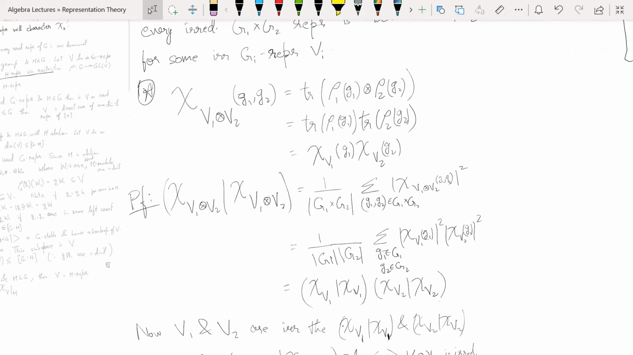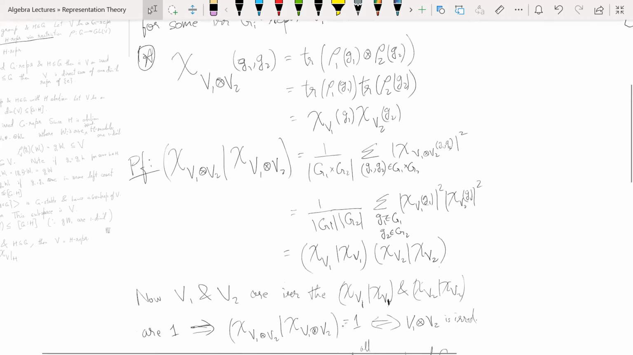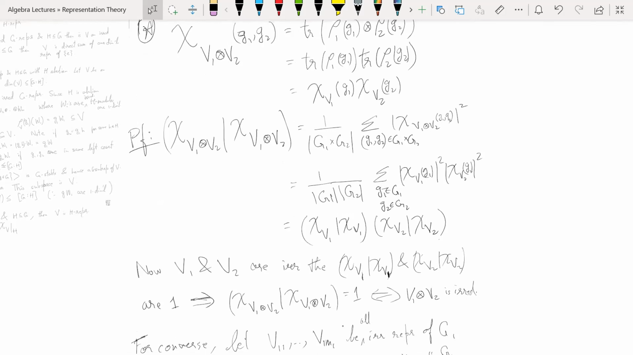And then summing it over (g1, g2) in G1 cross G2 is the same as summing it for g1 in capital G1 and little g2 in capital G2. And the size of G1 cross G2 is the same as size of G1 times size of G2. So now you can just split this sum as a product over the groups.